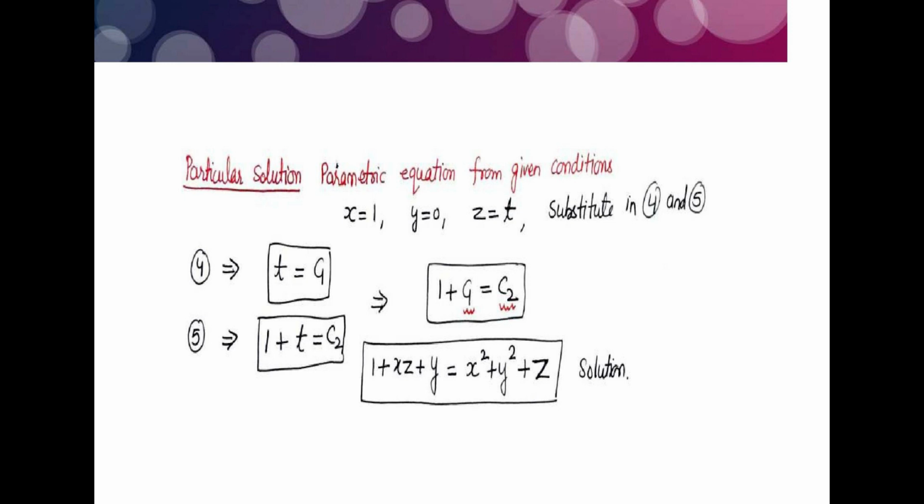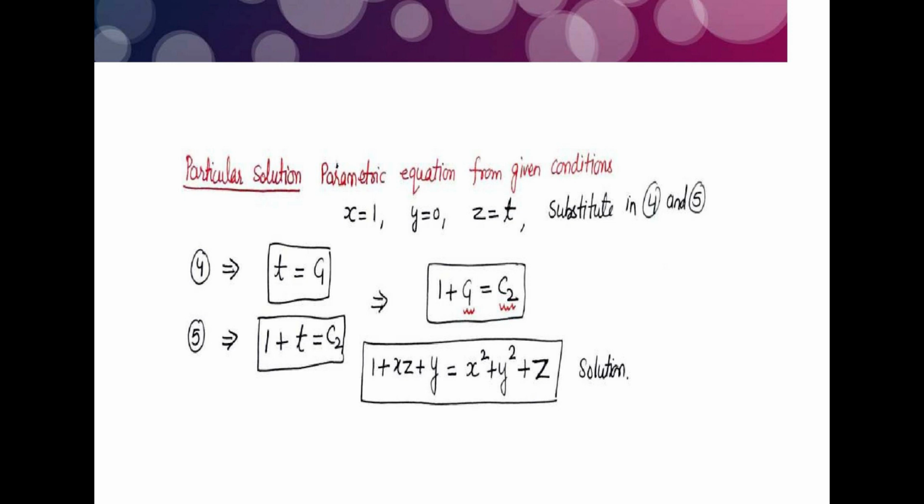Let's discuss how to find out the particular solution. Here the given conditions are x equal to 1, y equal to 0. There is no restriction on z, so we can take z as the parameter t. Now use this parametric form and substitute this in equation number 4 and 5. Equation 4 reduces to t equal to c1 and equation number 5 reduces to 1 plus t equal to c2.